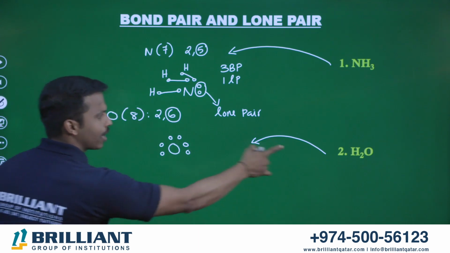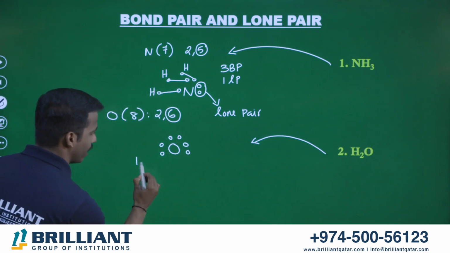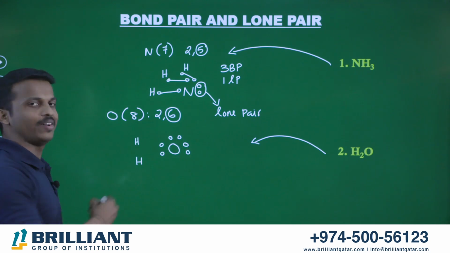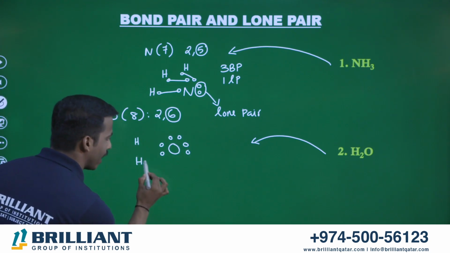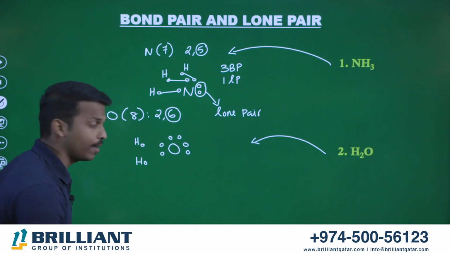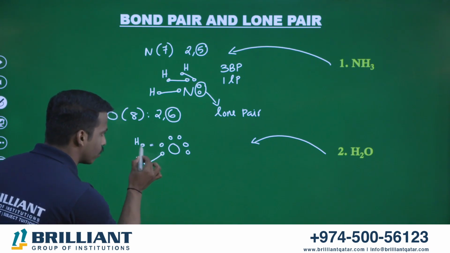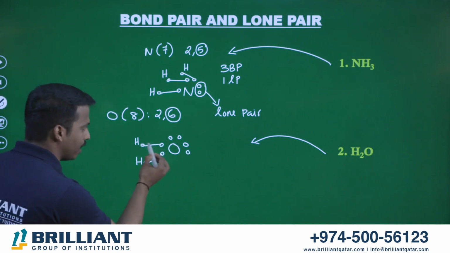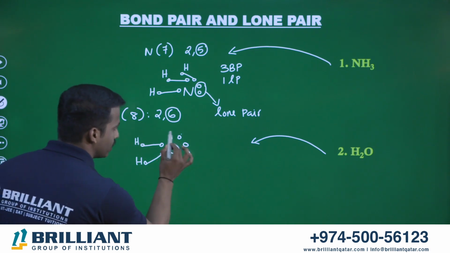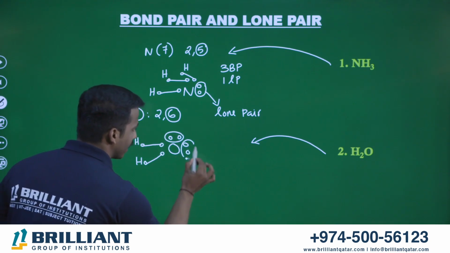Which is the surrounding element here? Hydrogen. How many hydrogens are there, dear all of you? 2 hydrogens are there. Each hydrogen carries 1 electron in its outermost shell, right? Yes, let them take 1 electron from the oxygen atom to complete their valence electron 2. So these are 1 lone pair, second lone pair.